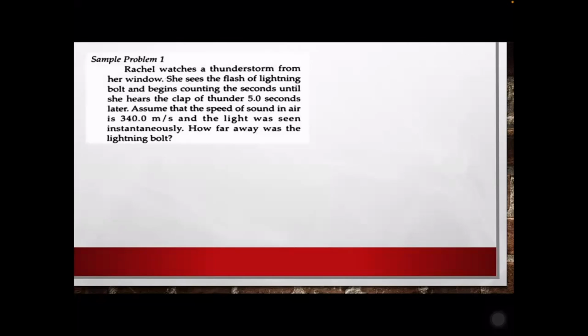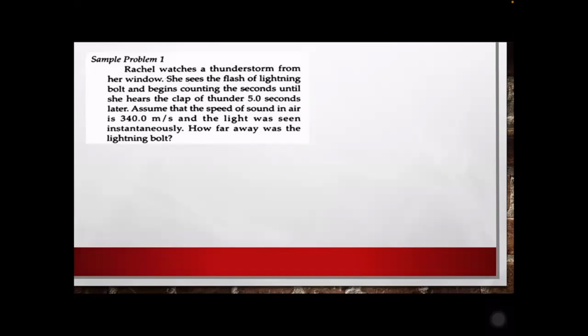So the sample problem we have here is: Rachel watches a thunderstorm from her window. She sees the flash of a lightning bolt and begins counting the seconds until she hears a clap of thunder 5 seconds later. Assume that the speed of sound in air is 340 meters per second and the light was seen instantaneously. How far away was the lightning bolt?